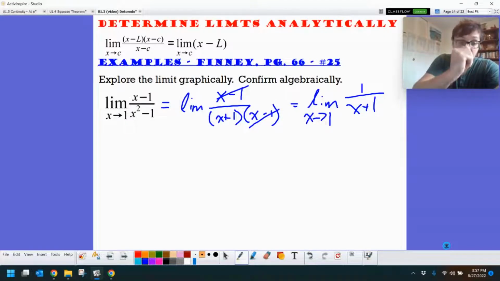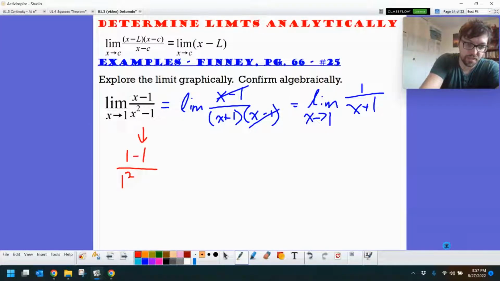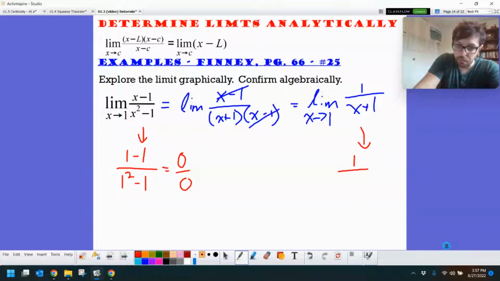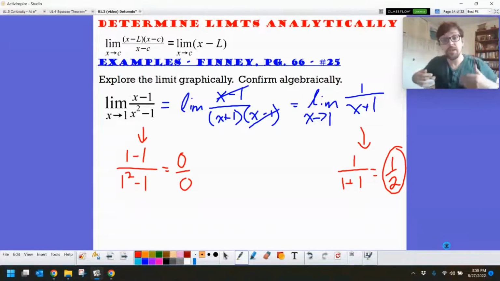Now before, if we tried to direct substitute into here, we'd have 1 minus 1 over 1 squared minus 1. Well, that's 0 over 0, and that's just a whole mess. So that's not working. But over here now, when we direct substitute, we get 1 over 1 plus 1, which gets us that 1/2 that we saw on the graph. So if we do this factor and cancel, we're able to evaluate limits that we couldn't direct substitute.